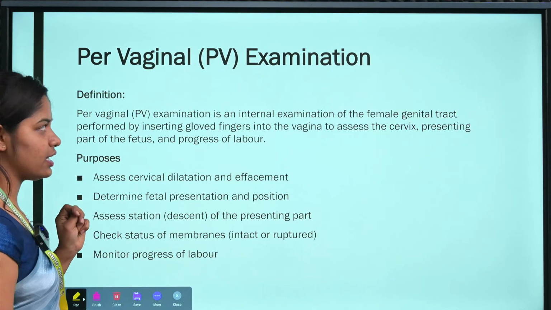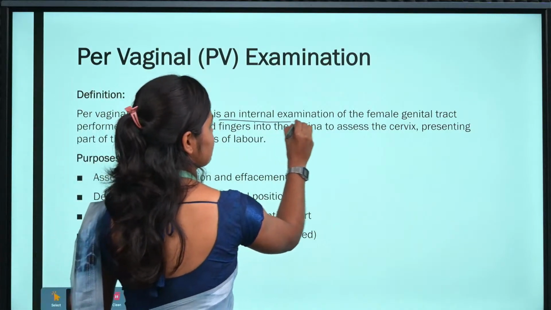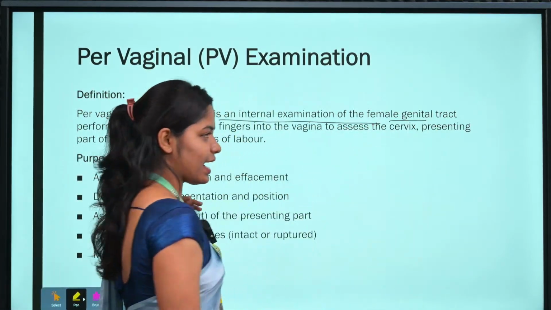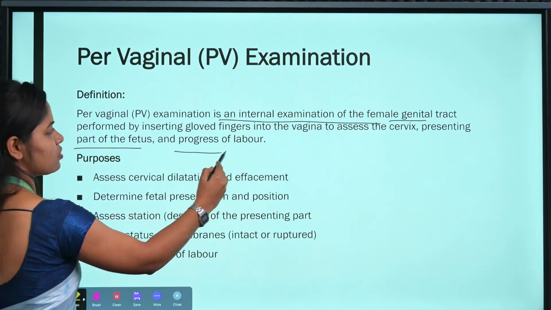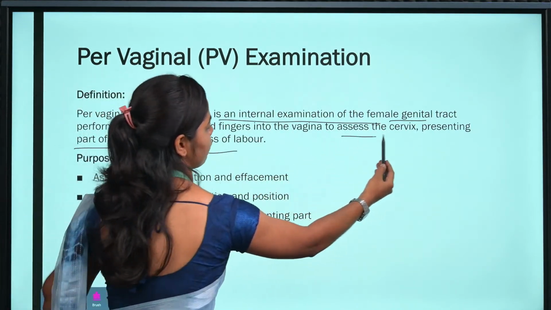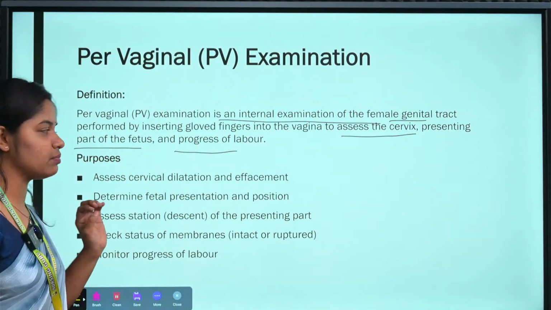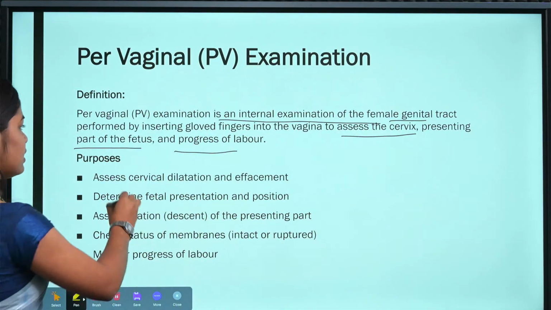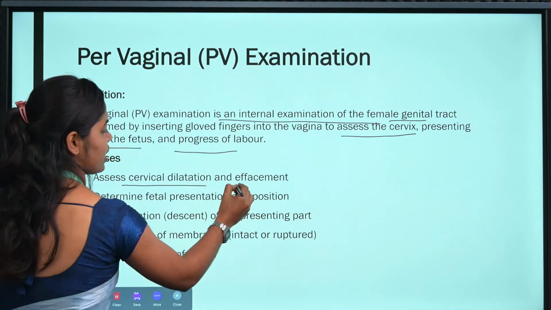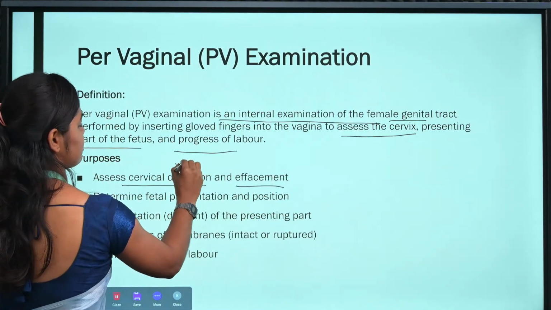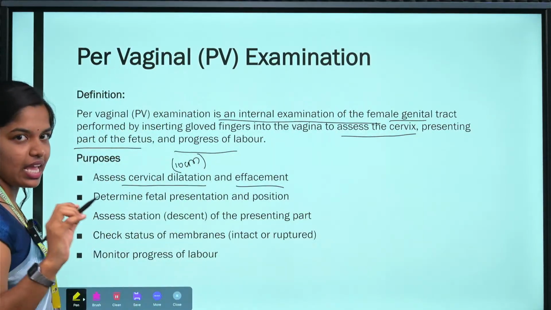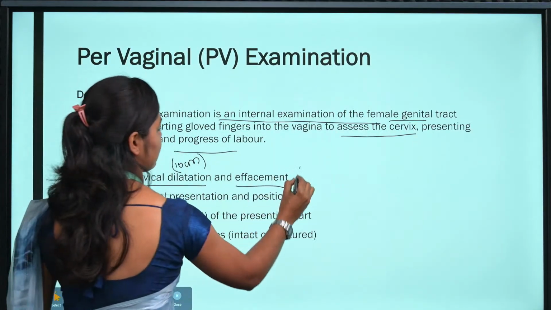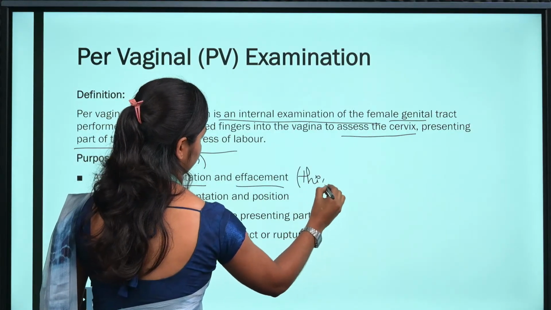The per-vaginal examination is an internal examination of the female genital tract to assess the presenting part of the fetus, the progress of labor, and the cervical dilatation and effacement. Here the purpose is to assess the cervical dilatation and effacement. We assess dilatation until 10 centimeters by per-vaginal examination, and also the thickness of the cervix.